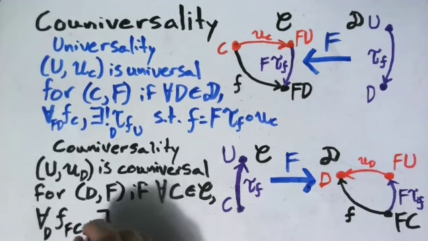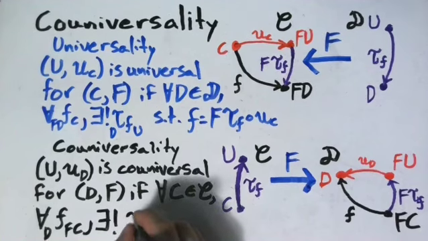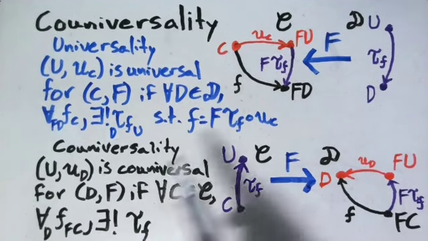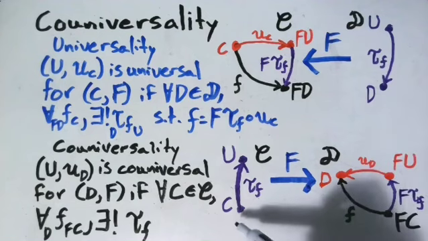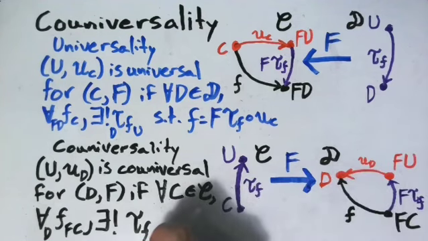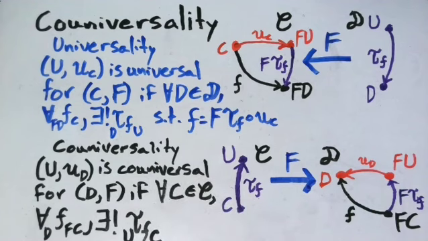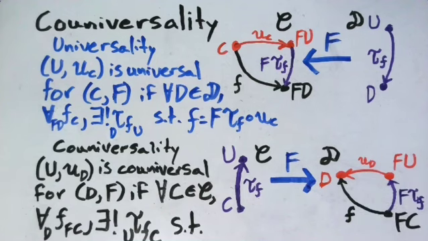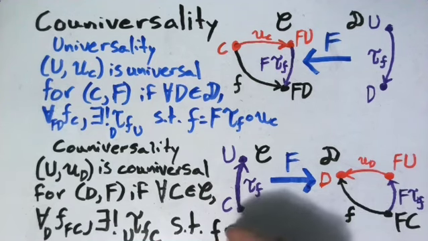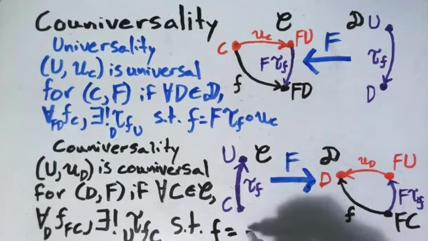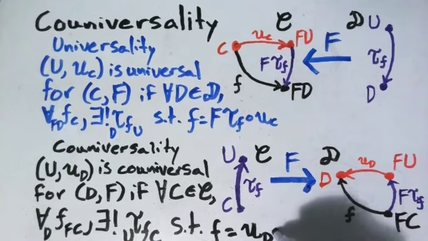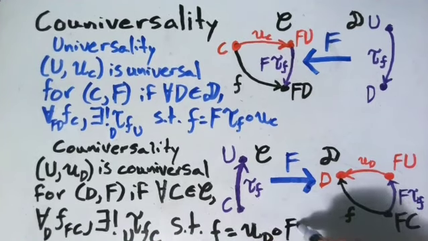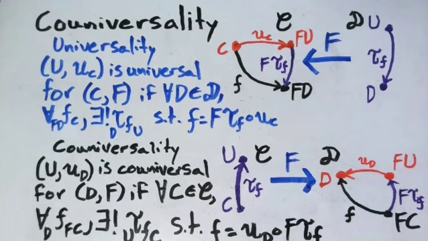There exists a unique tau of F, which in this case went from U into D, and in our case goes from C into U, such that this triangle here commutes. That is, F is equal to U of D after F tau of F. So you can see how these equations here are quite similar, but it's the dual of that concept.